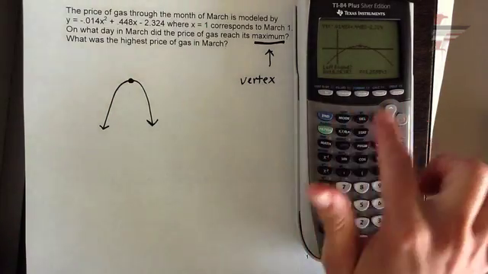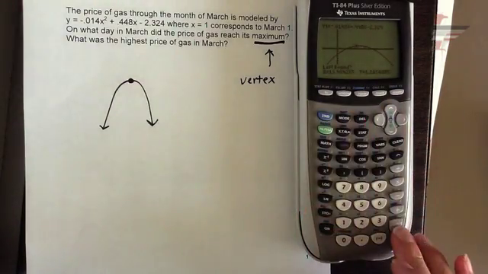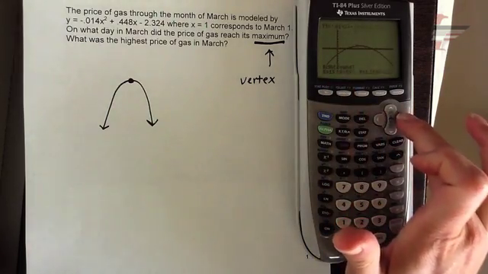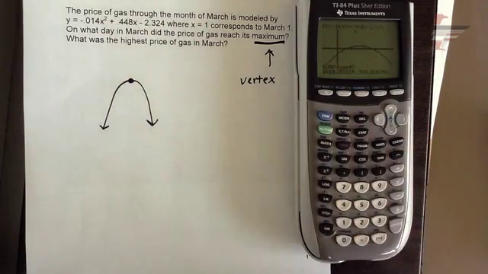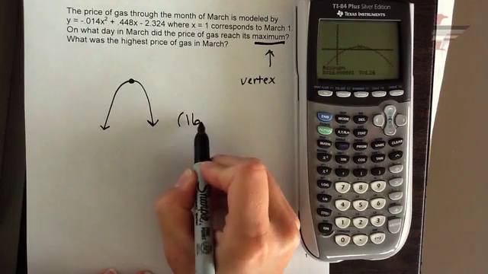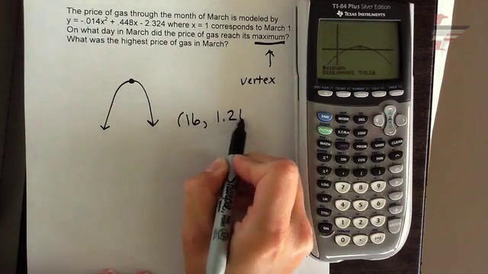Now I want to go to the left of it, so I bring my cursor to the left of my max, press enter. Right bound, I want to bring my cursor to the right of my max, roughly, and press enter. My arrows are pointing to each other. Press enter on guess. And I'm going to jot down my max here: 16 and 1.26.